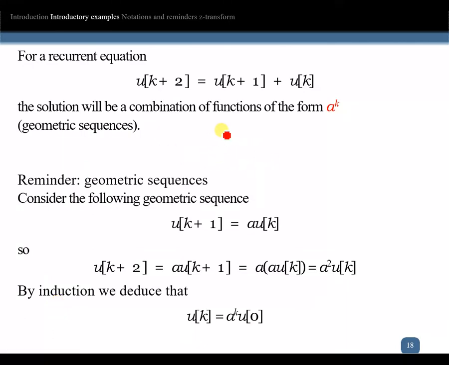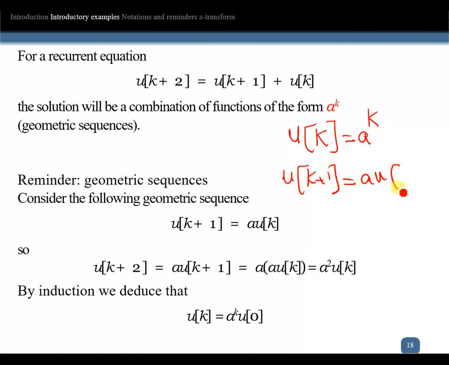Now we will go to some differential equation in discrete time. In discrete time, say u(k+2) is equal to u(k+1) plus u(k). One of the first method, you can suppose that u(k) is equal to a^k. That means u(k+1) will be a u(k), and the u(k+2) will be a² u(k).